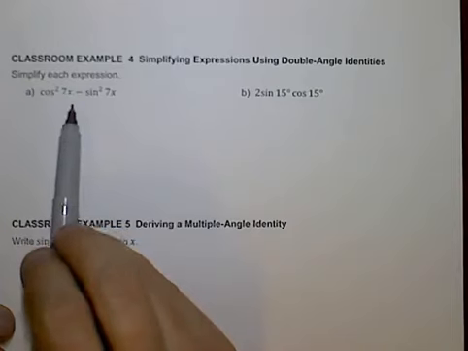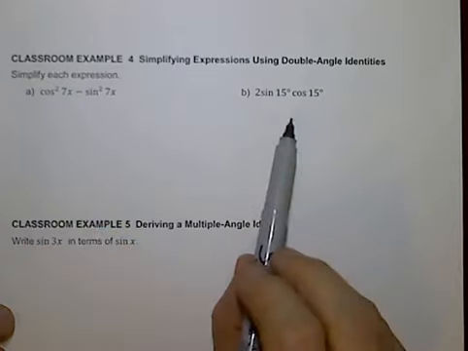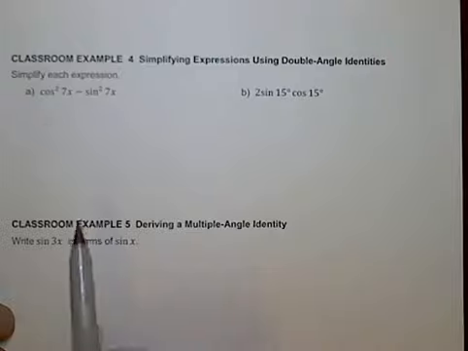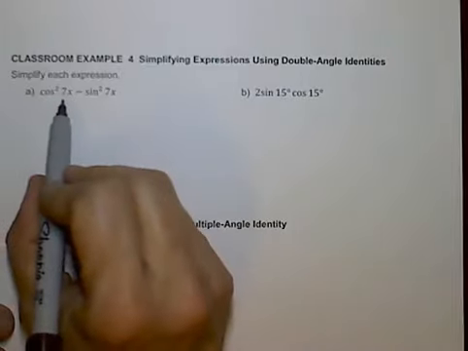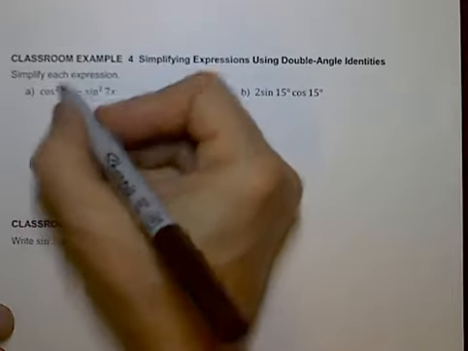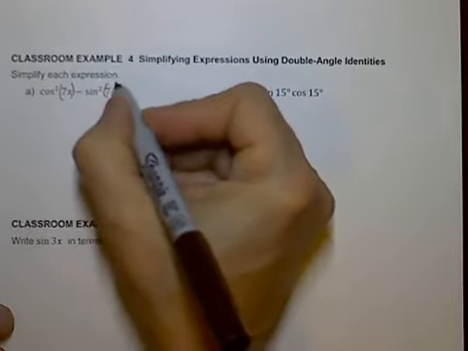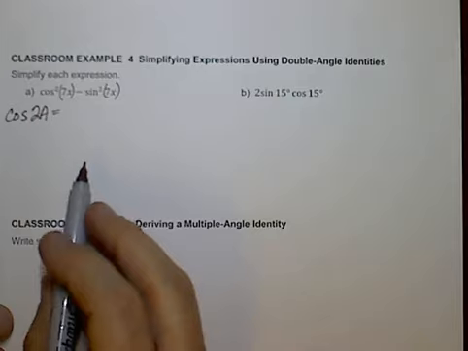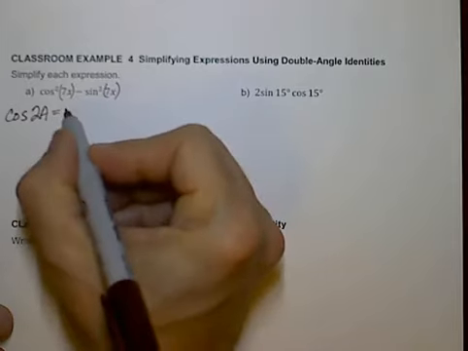These two problems have something that looks like the right side of one of our double angle identities. In this one we have a cosine squared minus a sine squared. And notice here the angles are the same. We have the 7x here and the 7x here. This looks like one of our double angle cosine identities.